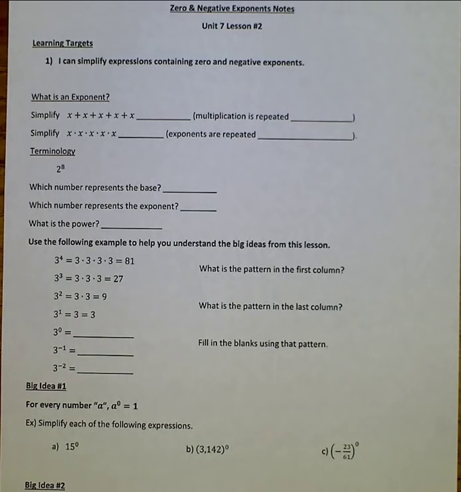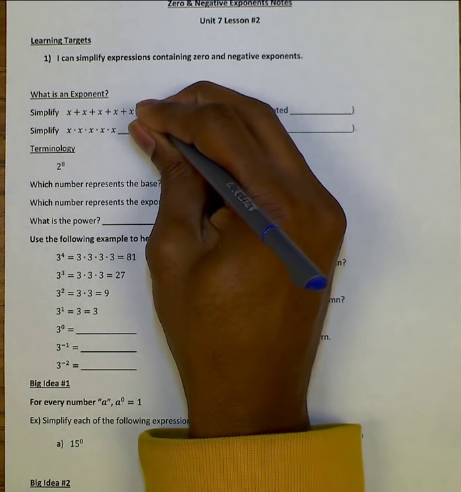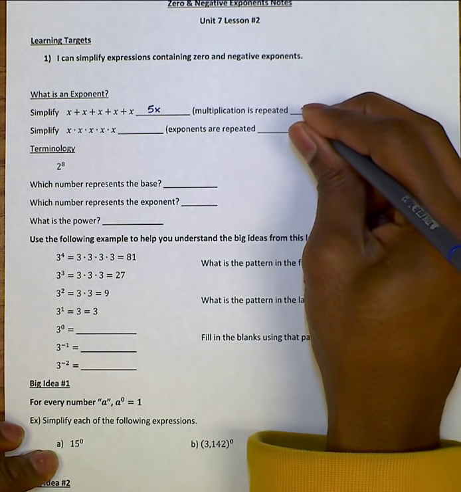Alright, so what's an exponent? Well, let's simplify a few expressions to see. We have x plus x plus x plus x plus x. We're going to simplify that and write that as 5x. So multiplication is repeated addition.